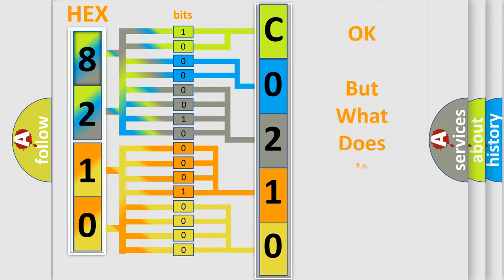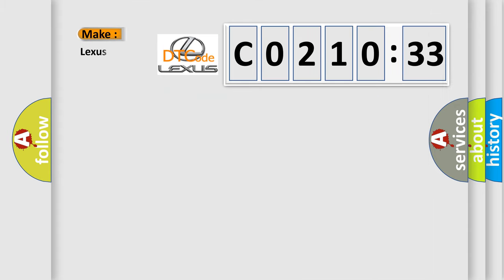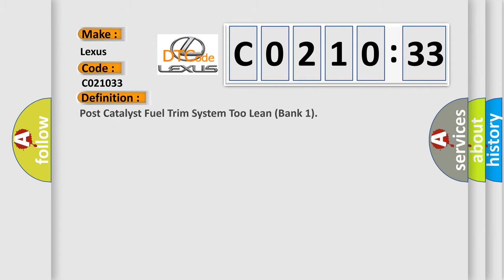The number itself does not make sense to us if we cannot assign information to what it actually expresses. So, what does the Diagnostic Trouble Code C0210-33 interpret specifically for Lexus car manufacturers? The basic definition is post-catalyst fuel trim system 2 lean bank 1.